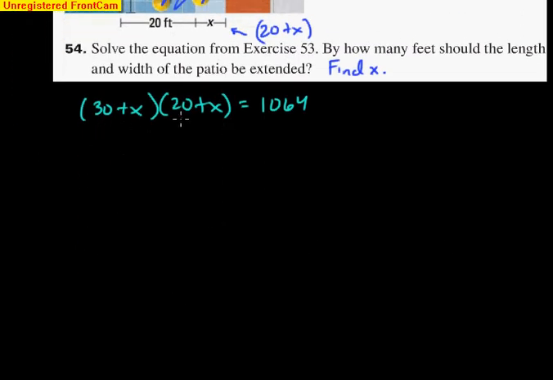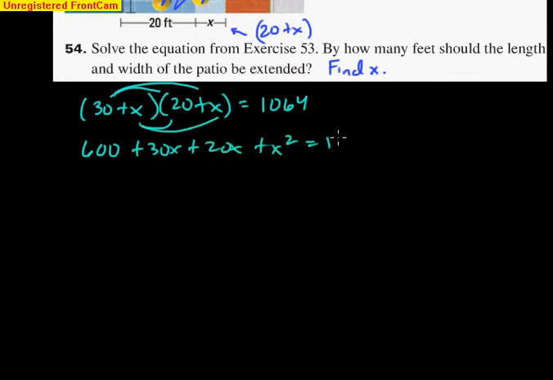Okay, so here's what I will do. I have to get this to say equals 0. But before I do that, I have to multiply all this out. That stinks. 30 times 20 is 600. So I'm doing first, outer, plus 30x, inner, plus 20x, and last, plus x squared. Combine your middle terms and put the x squared first. X squared plus 50x plus 600 equals 1064.